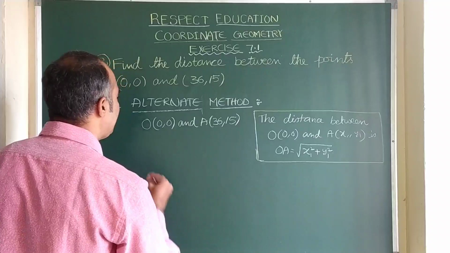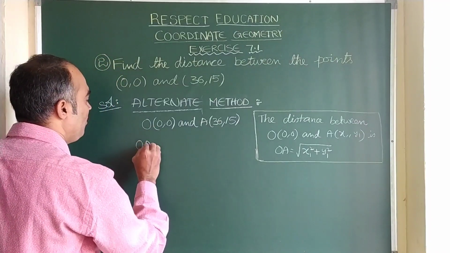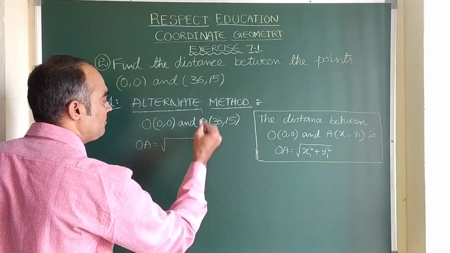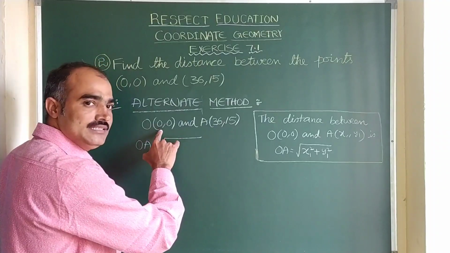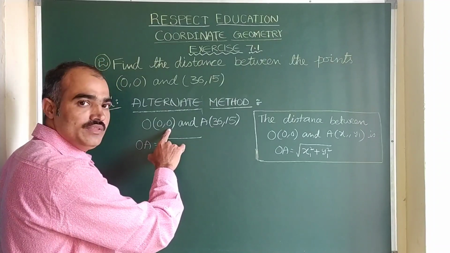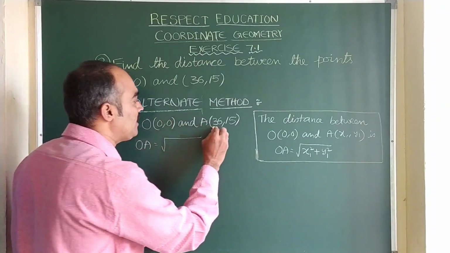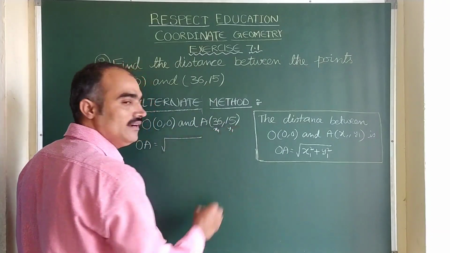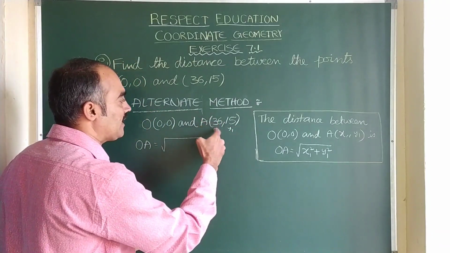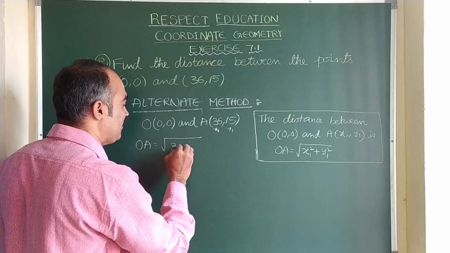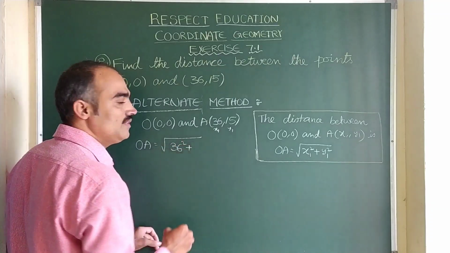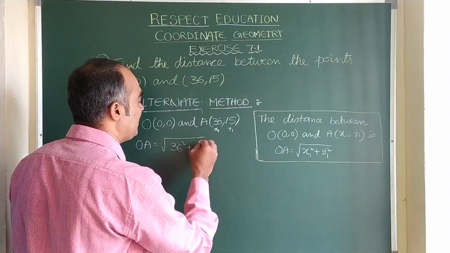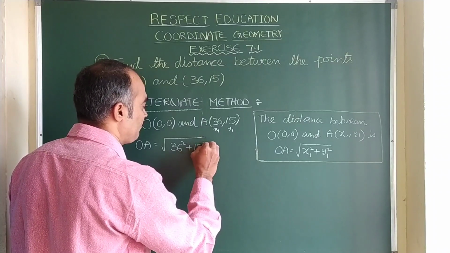So let us write directly OA. OA is equal to under root. You can take this as O (0, 0). You don't need to take anything. Here you can take this as x1, y1. So here directly you can write x1 square, meaning 36 square, plus y1 square. y1 square is 15 square.